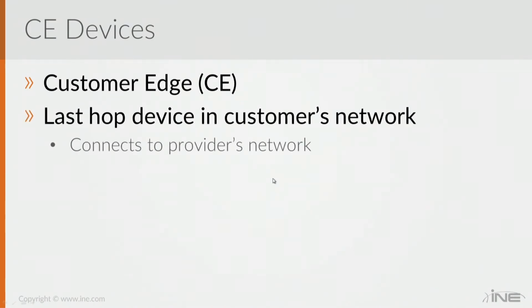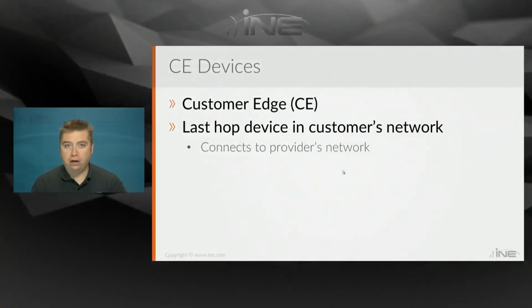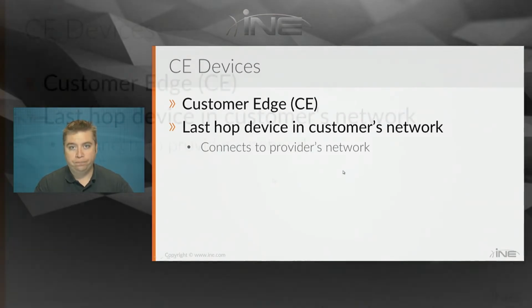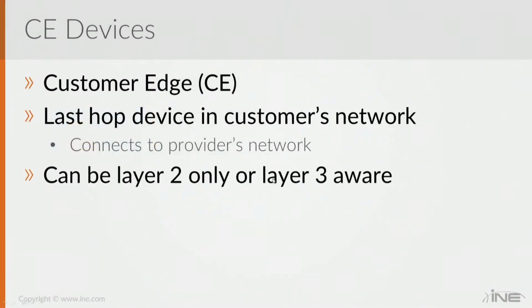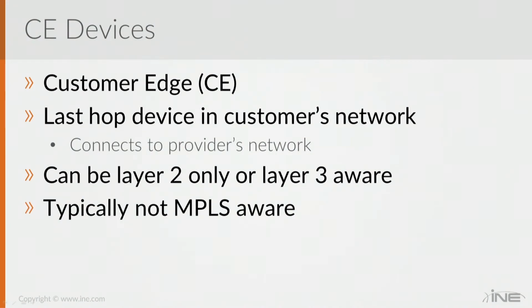So this is where we have our customer edge to provider edge connection, where we're going to be running typically some sort of routing protocol, whether this is an IGP or BGP, when we're referring to layer 3 VPNs, or in the case of layer 2 VPNs, we're going to be running just transparent bridging, typically running Ethernet. So the customer edge device could be layer 2 only, or it could be layer 3 aware, but in most cases, it is not going to be MPLS aware.